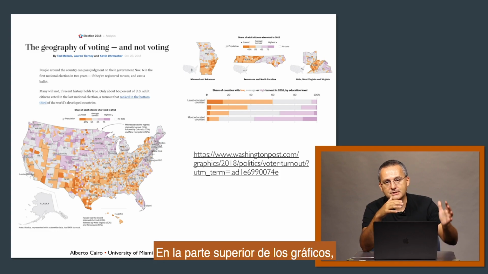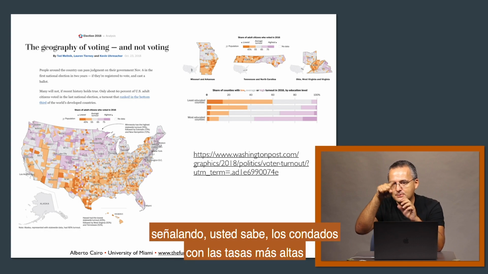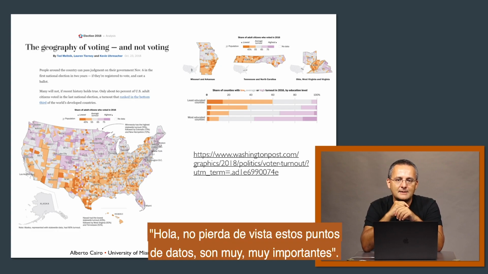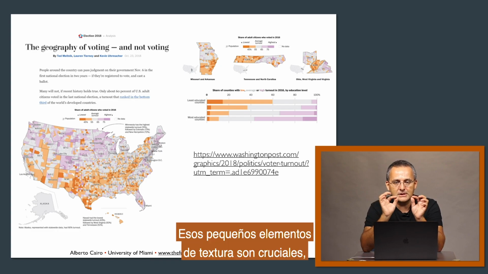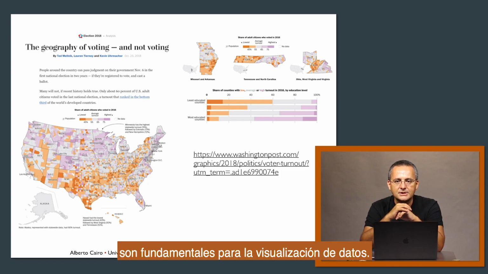On top of those charts, they added little notes here and there pointing out the counties with the highest rates, the counties with the lowest rates. Hey, don't miss this data point. This is really, really important. Those little textual elements are crucial, are fundamental in data visualization. This is the annotation layer at work.